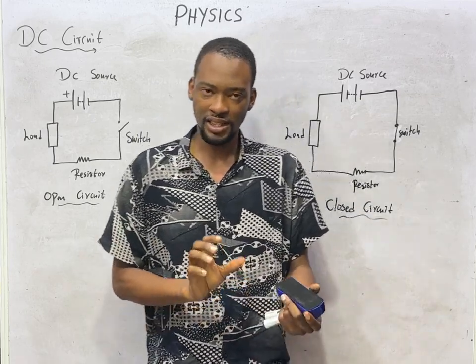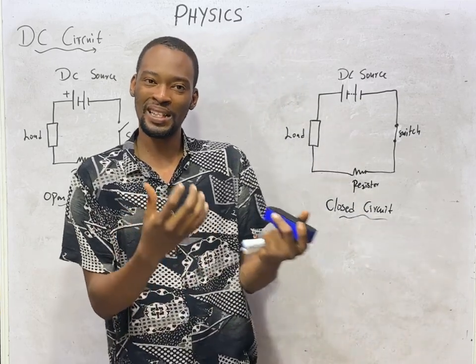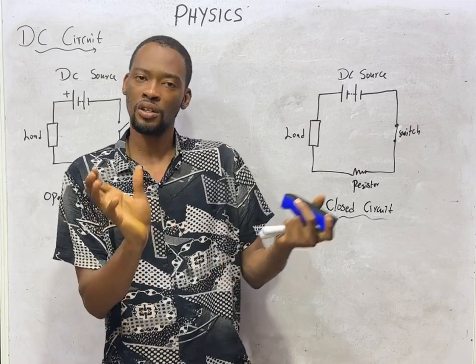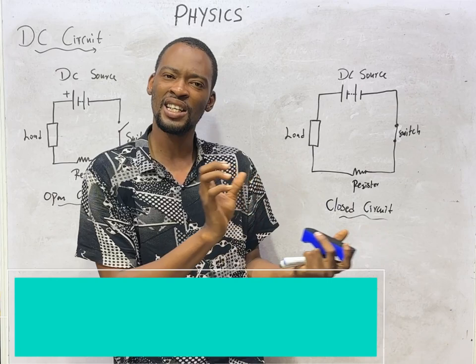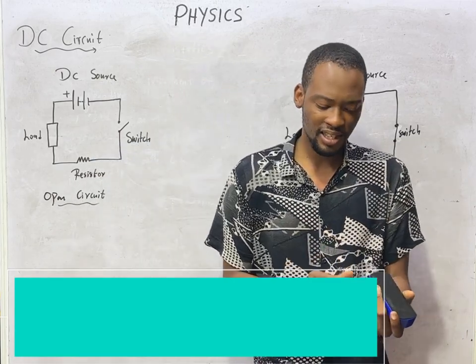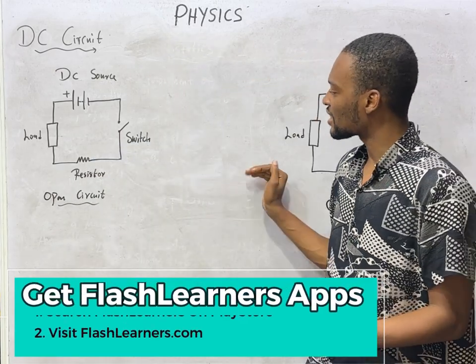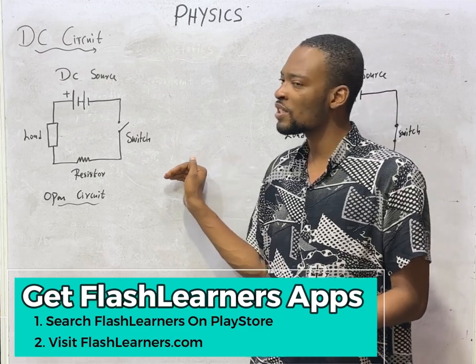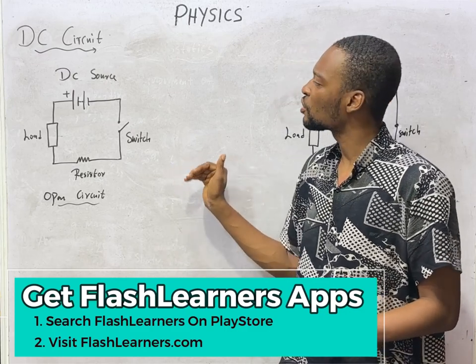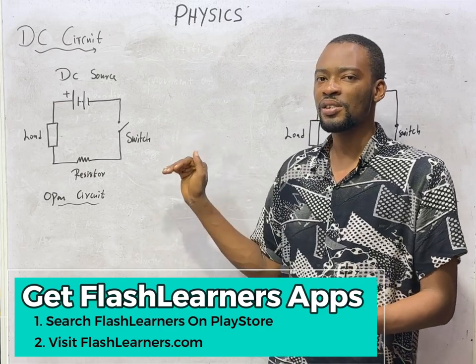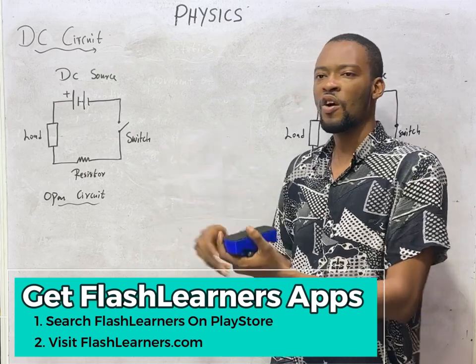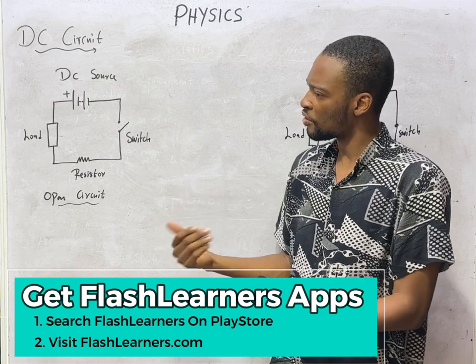And these charges can only flow in materials that allow the flow. That's why in the last episode, I explained conductors. And I said these are materials that allow current to flow through them easily. Why? Because they have lower resistance. Current is the rate of flow of charge. Current is the flow of charge.